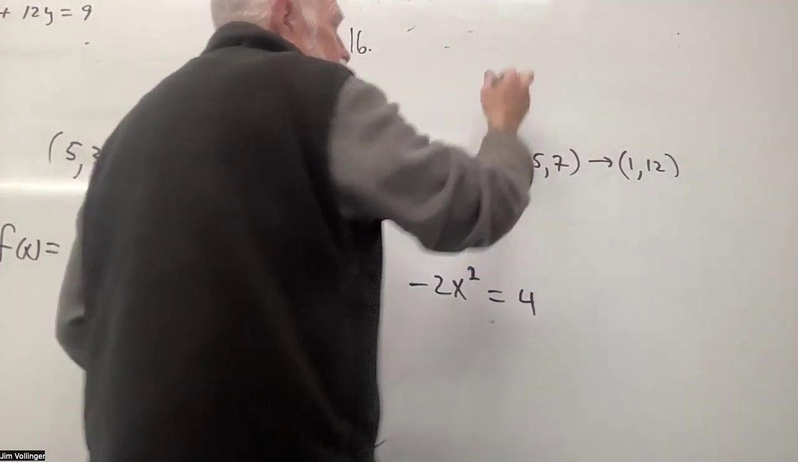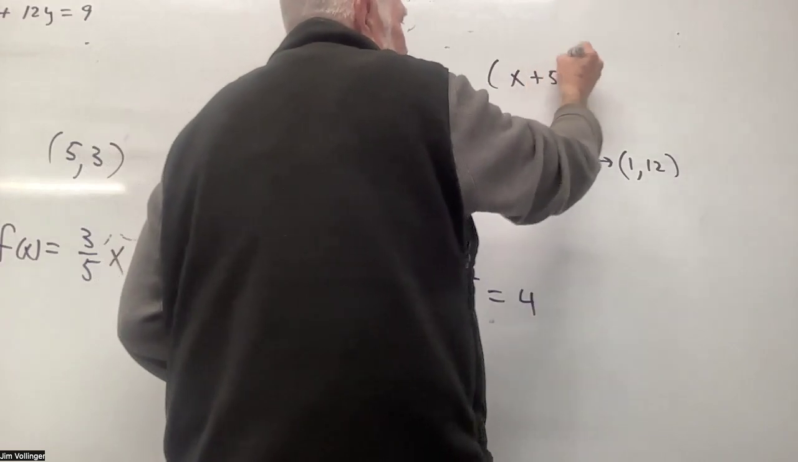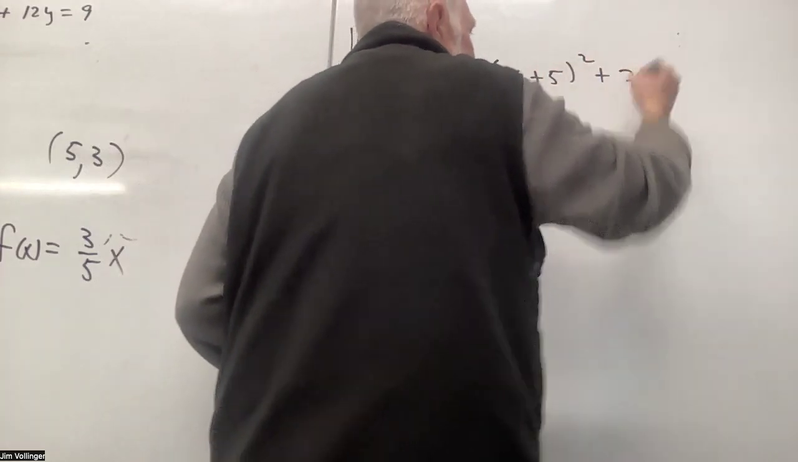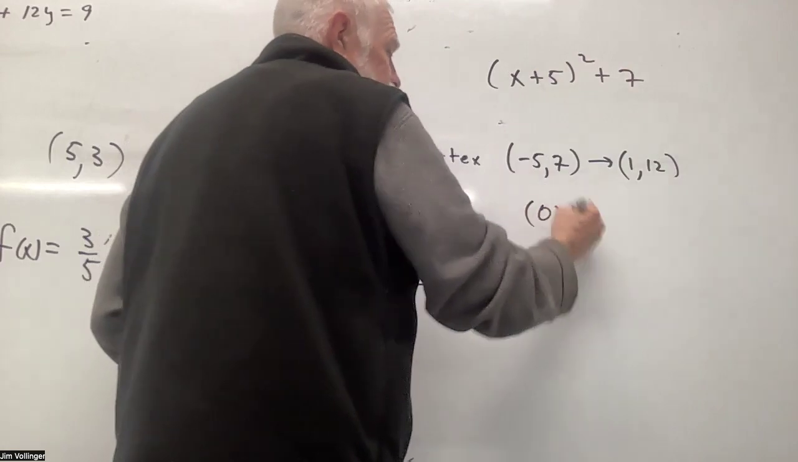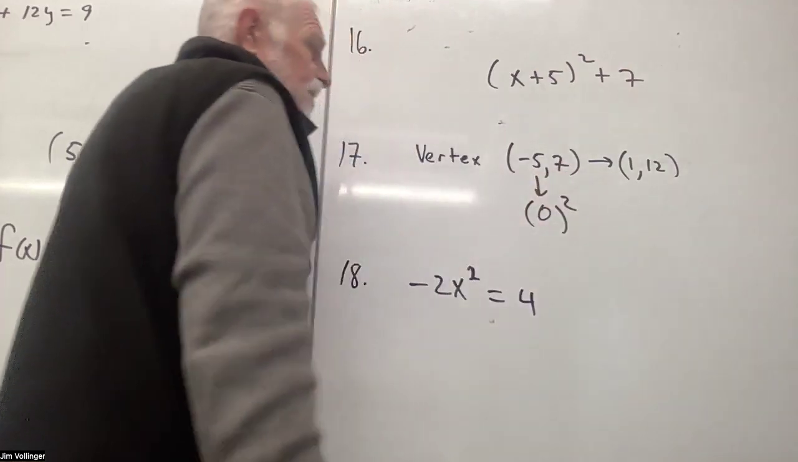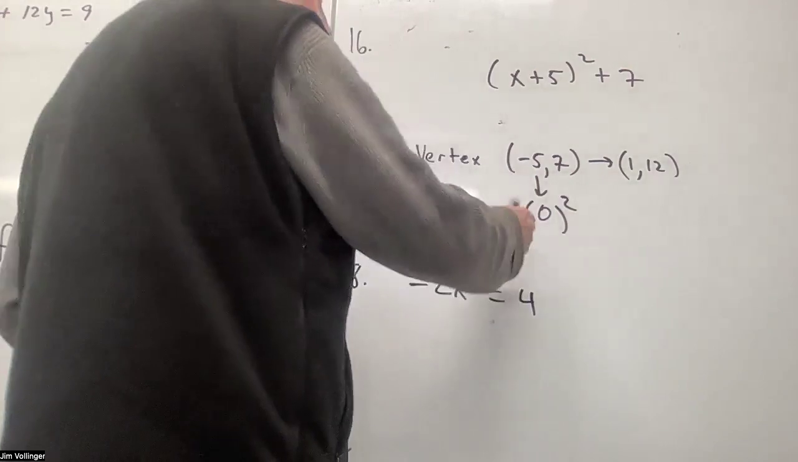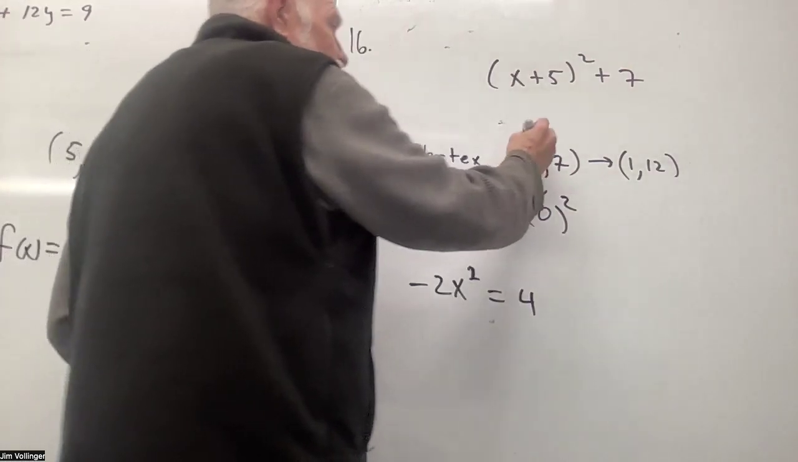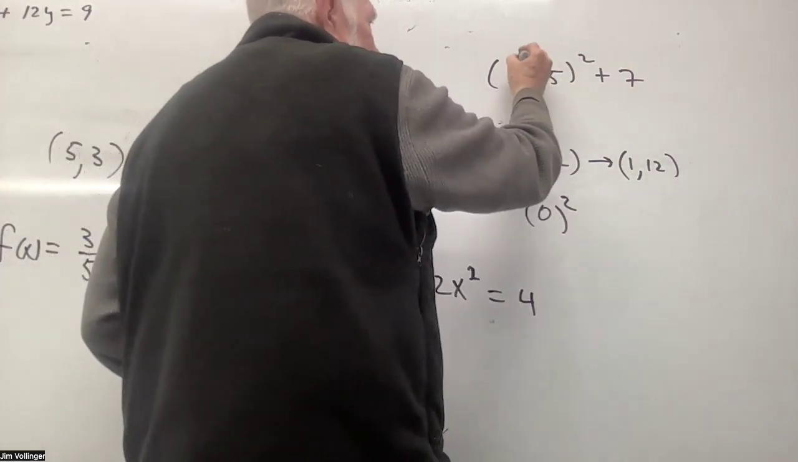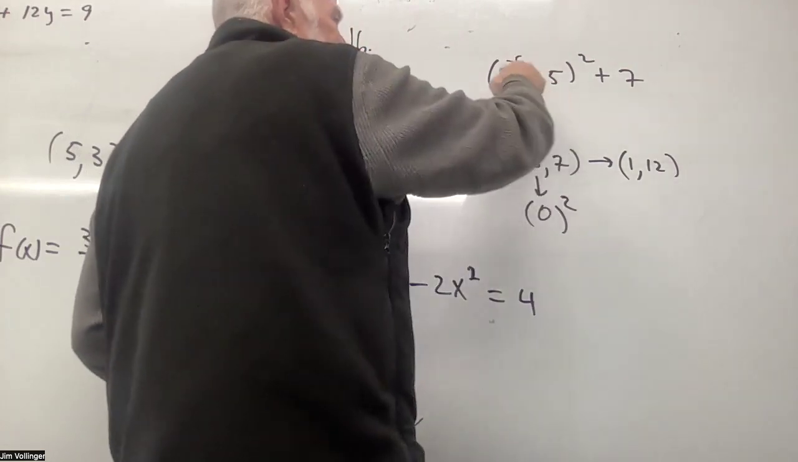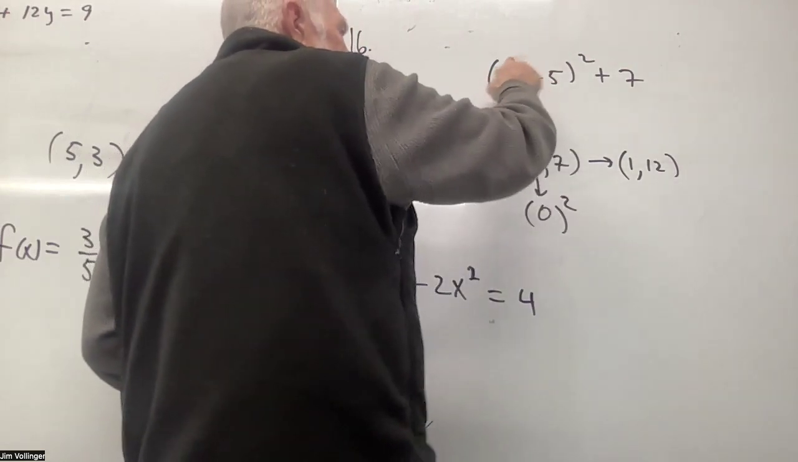Okay, vertex. Well, that means x plus 5 squared plus 7. That means this is acting like 0 squared, that x. That's the minimum of squaring. So it's got to act like a 0. How do I make minus 5 act like a 0? By adding 5. So that's the geometry behind it.